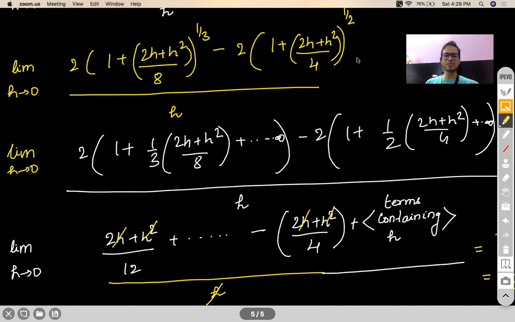Would it be left with 2 plus h? And what happens to h when h is tending to 0? Shreyas? So those are gone. So you have 2 by 12 and minus half left.